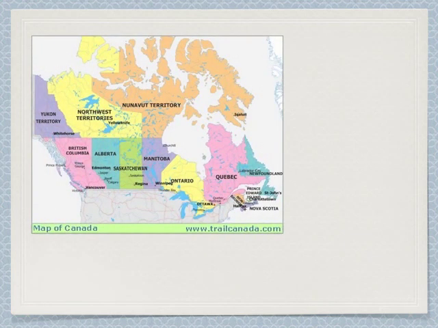Now we have a map of the Canadian provinces. Over on the eastern side, we have St. John's, Prince Edward Island, Nova Scotia. And as we move across, we have Quebec, Ontario, Manitoba, Saskatchewan, Alberta, British Columbia. And then we have some territories, the Nunavut, Northwest, and Yukon Territory.